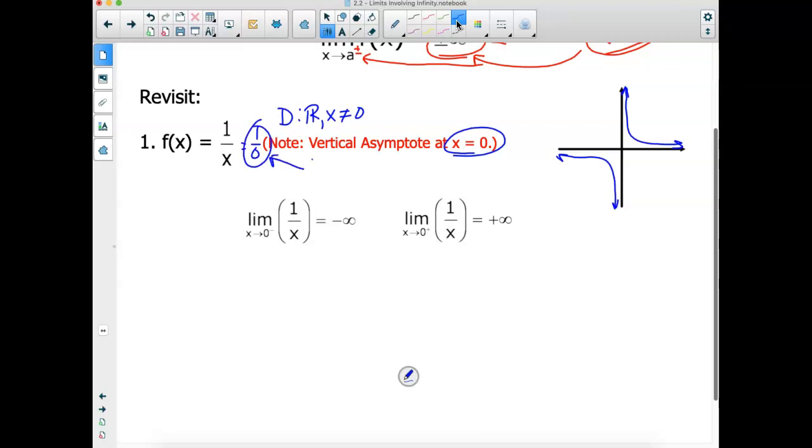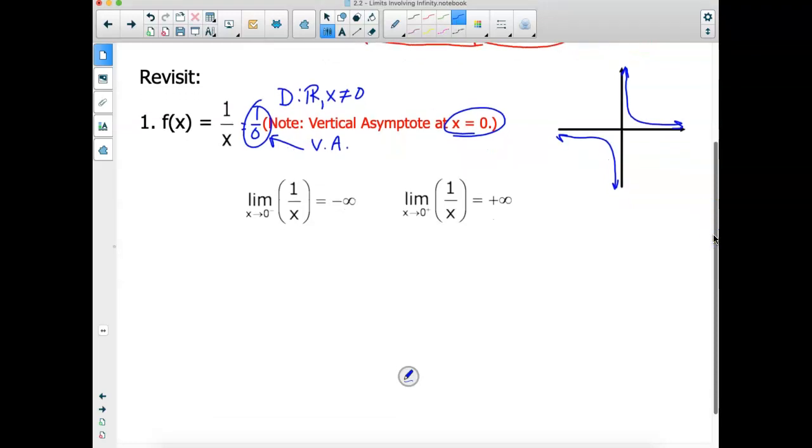Number over 0 means vertical asymptote, okay? But we're never actually going to hit 0. We're going to get super, super close to it. Okay, so what is this going to tell me? Well, I got to see it. I got to see this without a picture.